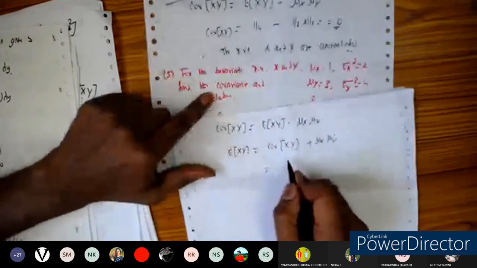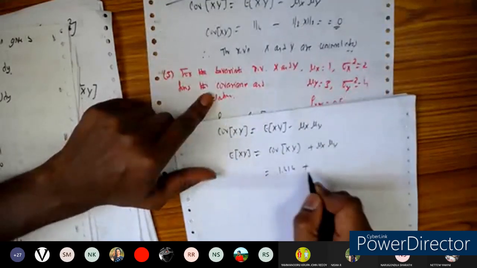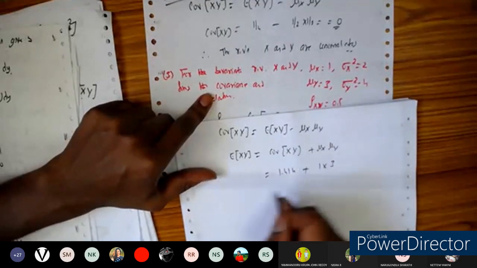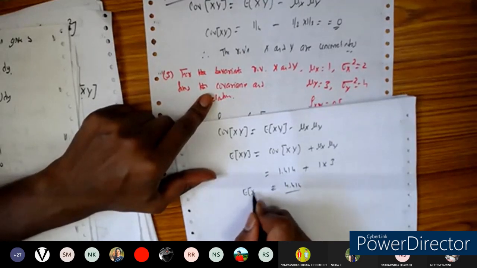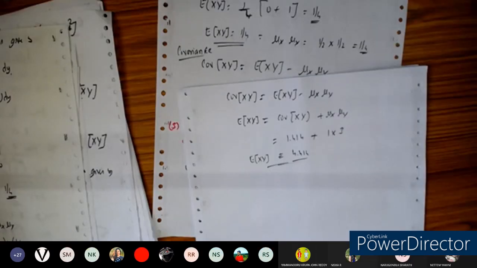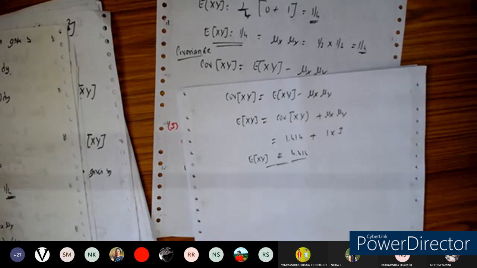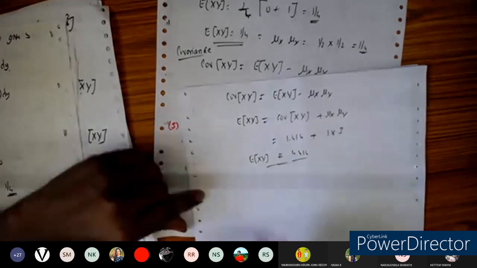So sending this to the other side, the covariance of XY is 1.414 plus mu X is 1 and mu Y is 3. So 3 plus 1 is 4, and we get 4.414. This is the correlation we get here. Any doubts? Okay, so take the next problem. Any doubts in this one? Take the next problem.